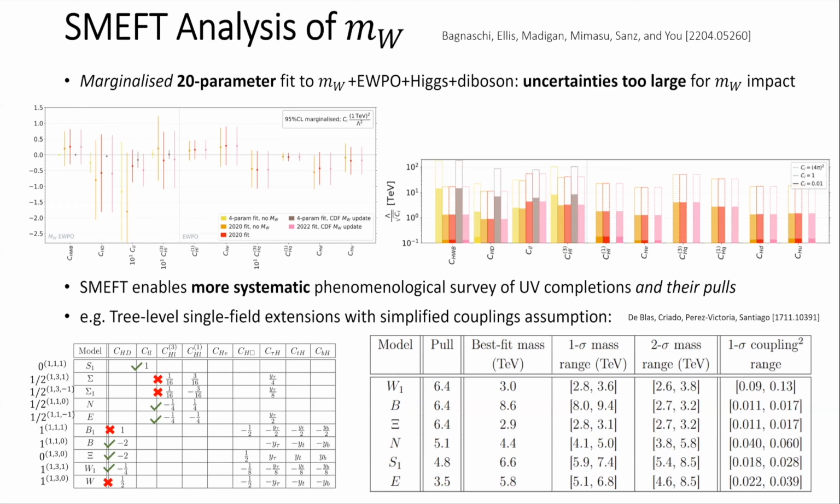Mike made a point in his introduction that one has to be careful to fit not just to the W mass, but depending on the type of measurement, there might be other modifications from the EFT to couplings. And I was wondering whether this is taken into account in the fits that you've shown.